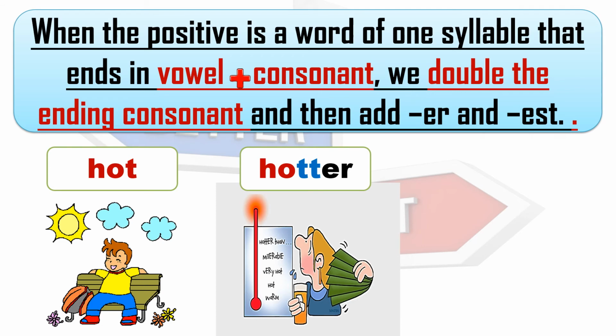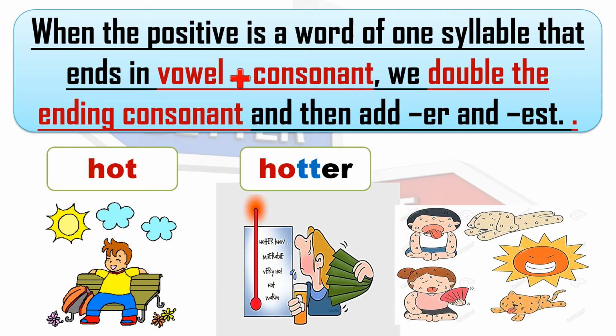And in superlative form, it is hottest day, hottest. So we have doubled the consonant and added est as per our superlative degree rule. Okay. So hot, hotter, hottest. When there is a vowel and a consonant, you have to double the consonant and then add er and est to the basic adjective. Okay. Clear?